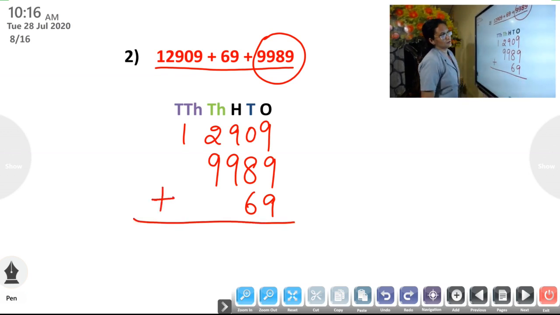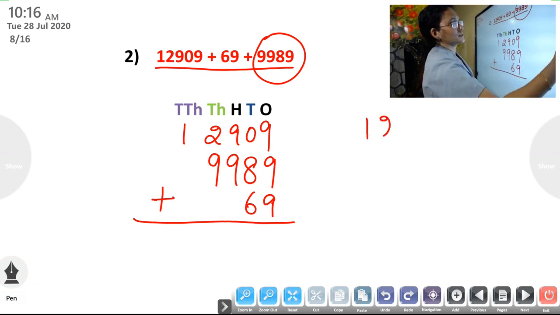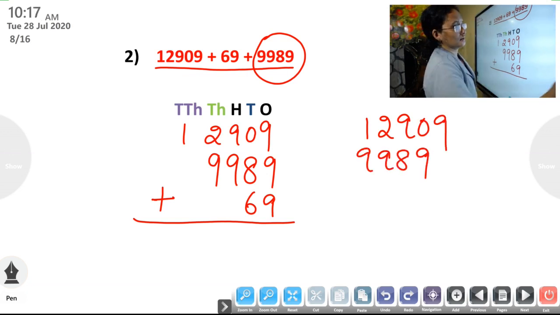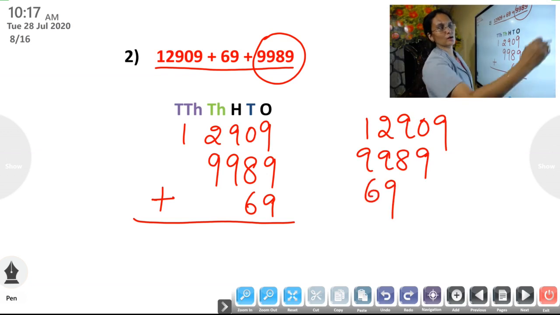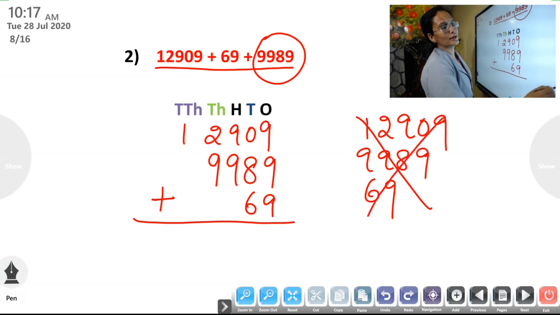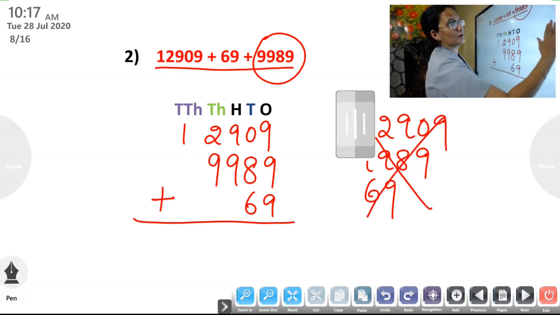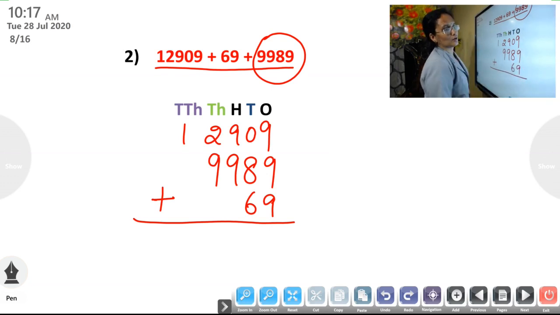One of the mistakes that children usually make is like this. They write like this: 9,989, 69. Is this correct? No, this is the wrong method. Don't do it like this. You have to write according to the correct places.